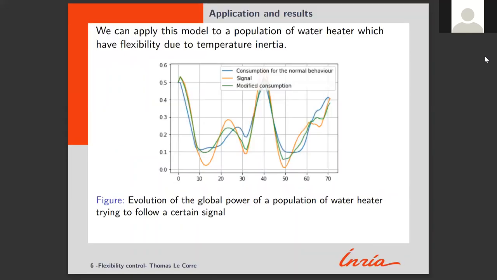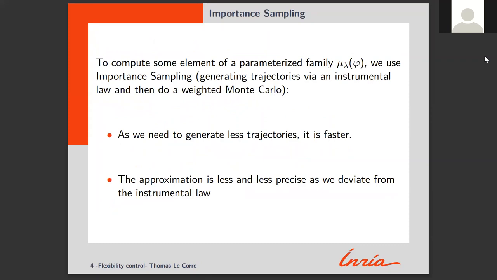The idea is that when you simulate something, you will generate what I'm calling a trajectory, which is just the temperature during a day, for example. If you generate temperature according to a certain behavior, it's possible to compute for a different behavior, but with the same object, just that you will weight these trajectories differently. So it's a weighted Monte Carlo, but you will not have to compute the trajectories each time. And what I call the instrumental law is the law generating the trajectories you will use. That's just a term in the literature.